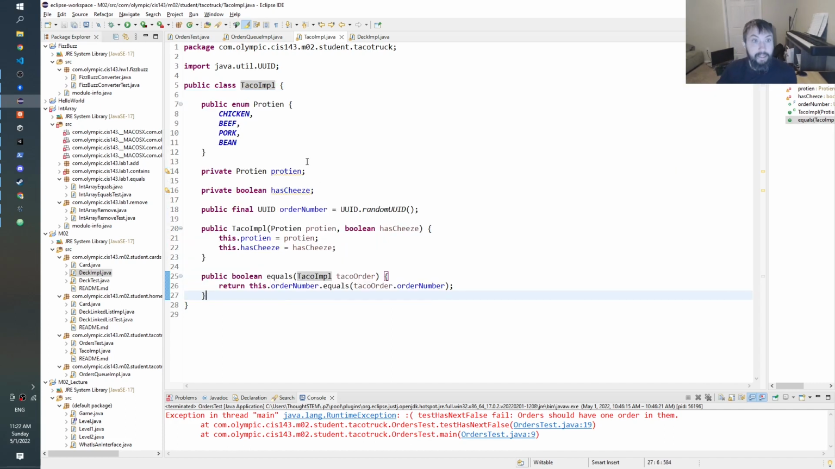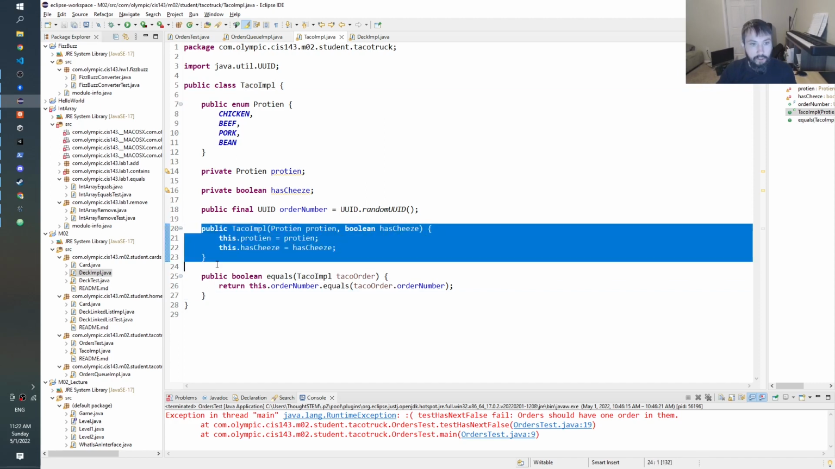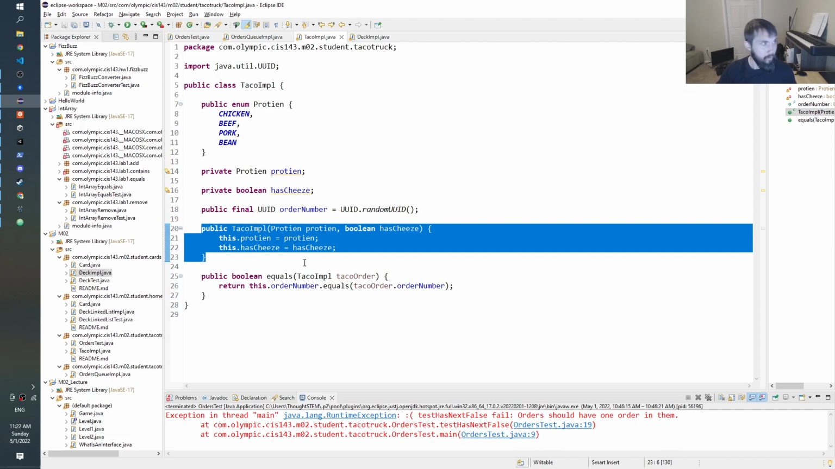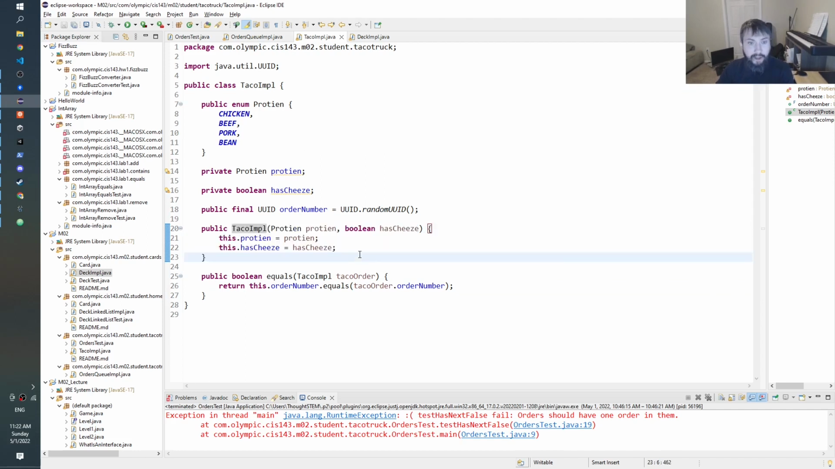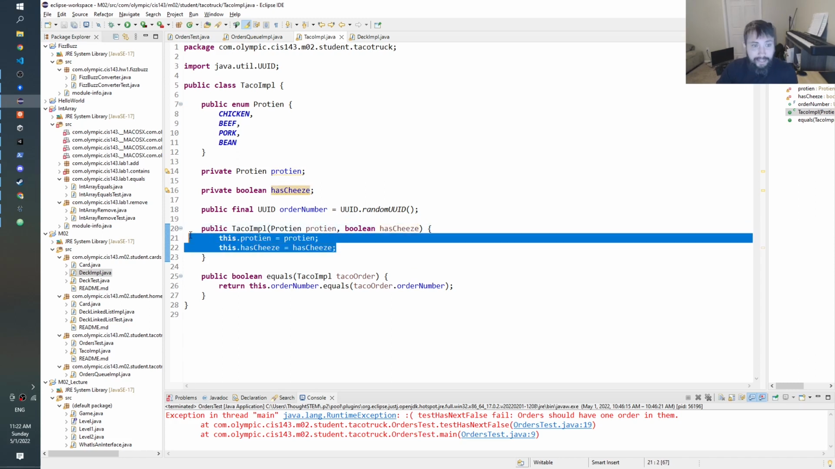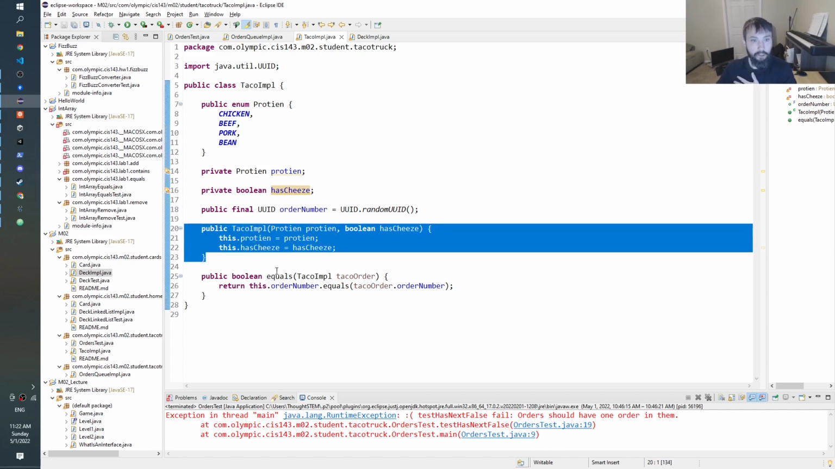But the reason I see this as a mostly data class is that the only things that really happen to it are you can construct taco impls, and when you construct a taco impl, the only thing that happens is you store some data. So you store a protein into some variable, store a cheese into a variable. You don't process that data at all. It just gets stored. So that tells me that this class is mostly just doing data storage.